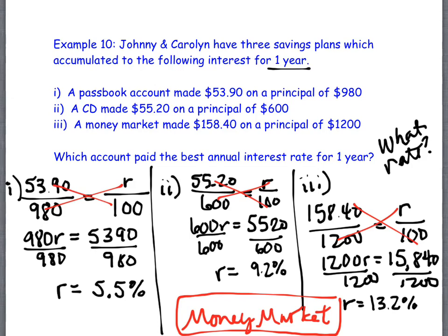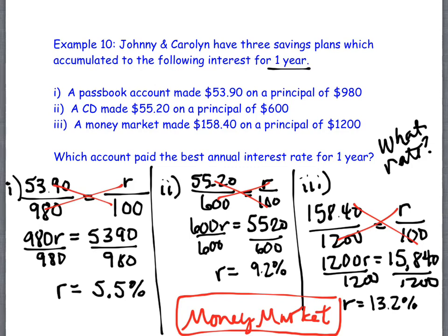Does that make sense? Could you also enter it into the I equals PRT formula? Yeah, you'd get the same answer. And you could, because we're comparing the annual interest rate for 1 year, which is why both of these methods work, because it's the 1 year business. If it was more than 1 year, we'd have to figure out if it was compounded interest or simple interest, and then we'd have to use the appropriate formula. It becomes a lot more complicated if we're dealing with more than 1 year.